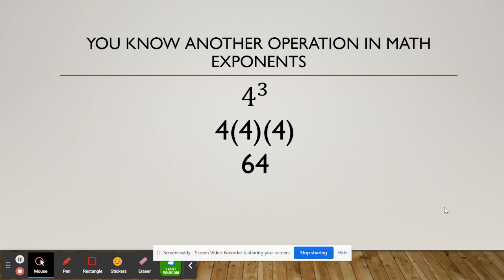You know another operation in math as well, and those are called exponents. For example, this is 4 to the third power. So this is telling you that we need to multiply 4 by itself 3 times. So 4 times 4 times 4 is 64.